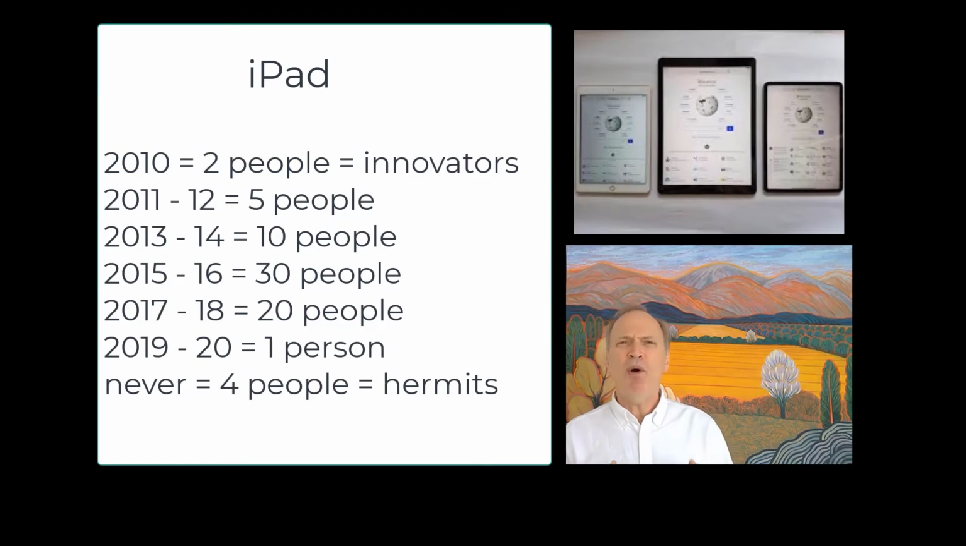Then I'll say, who bought it, let's say in 2011, 2012 maybe. You get 4 or 5 people. How about from 2013 to 2014? You get more people. Eventually you say 2016, a lot of people raise their hands. And then you say after that, 2017, a little less people raise their hands. 2018, 2019, 2020, only 1 person. And then I say, who has never bought an iPad before? And there'll be 4 or 5 people that'll raise their hands. Those I call the hermits. They're isolated from the social network. They're not being influenced by others.